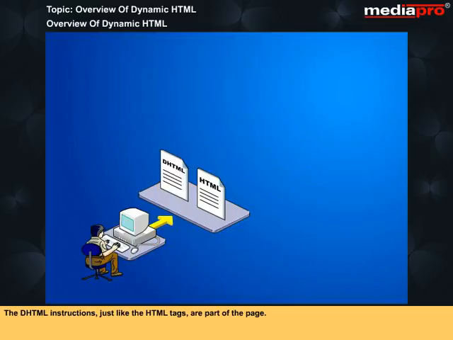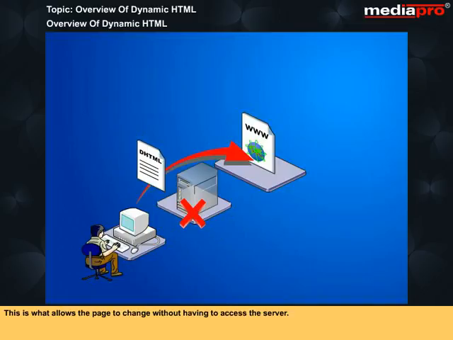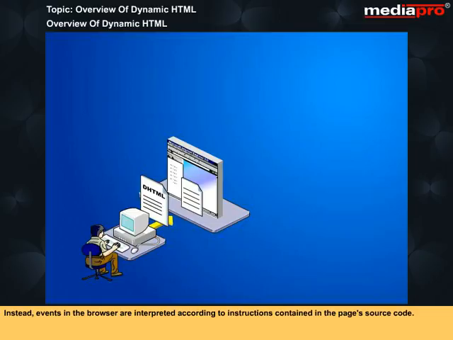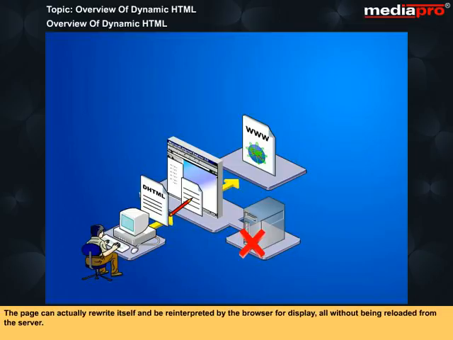The DHTML instructions, just like the HTML tags, are part of the page. This is what allows the page to change without having to access the server. Instead, events in the browser are interpreted according to instructions contained in the page's source code. The page can actually rewrite itself and be reinterpreted by the browser for display, all without being reloaded from the server.